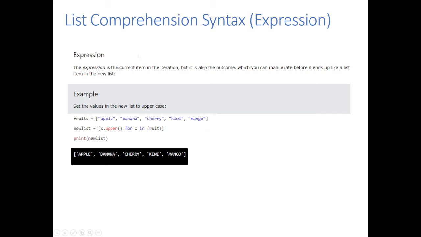The expression. In a list comprehension, the expression is the current item in the iteration, but it is also the outcome, which you can manipulate before it ends up as a list item in the new list. Set the values in the new list to uppercase. So this is the expression, and the result of this will be added to the list, for x in fruits. These are the items, but what we're going to do with x before we add it to the list is convert it into uppercase. If you print new list, it will print the same apple, banana, cherry, kiwi, and mango, but this time in uppercase.